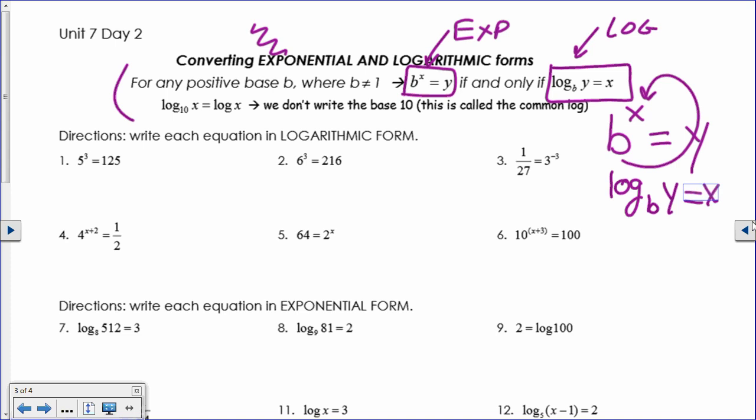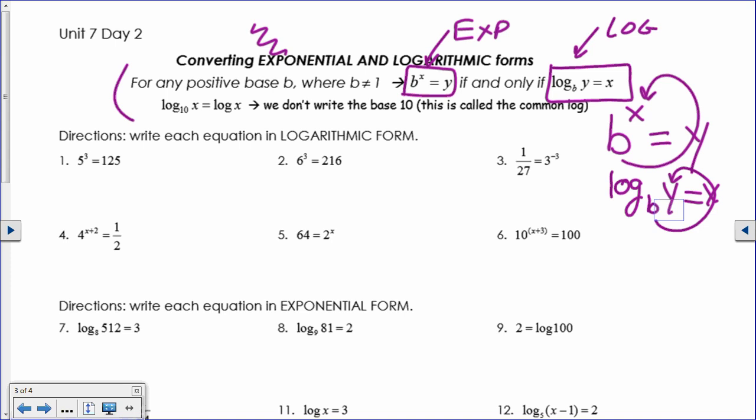That's the loop trick, and it works in either direction. You can do the loop from the exponential to get to the log, or you can go the other way. If you have the log first and you're going back to the exponential, it would be base b raised to the x equals y. So the loop works for either of them. We'll practice that with these examples so it makes more sense. That loop trick is what you use to convert between the two different forms.